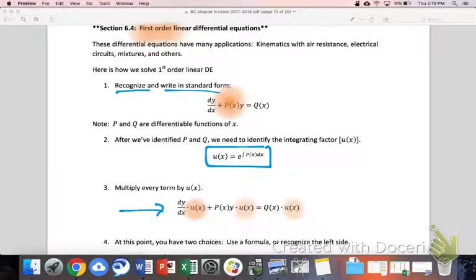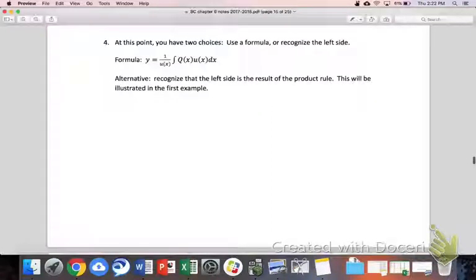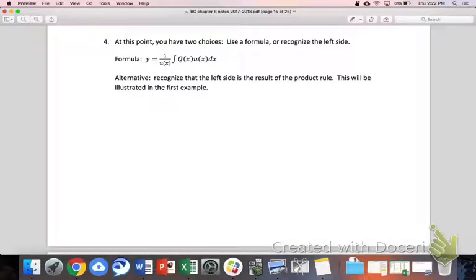Okay, so once you've done that, as I mentioned up here, you're going to have two choices. I know what I like to do, I know what pops out at me. You'll have to decide what pops out to you. You can either use a formula, or you can just recognize the left side. If you want to memorize the formula, be my guest. I've got no problem with that. It takes very little effort once you've memorized it. I am very interested in you understanding a little bit about why the formula is what it is, and so I'm going to show you the alternative method.